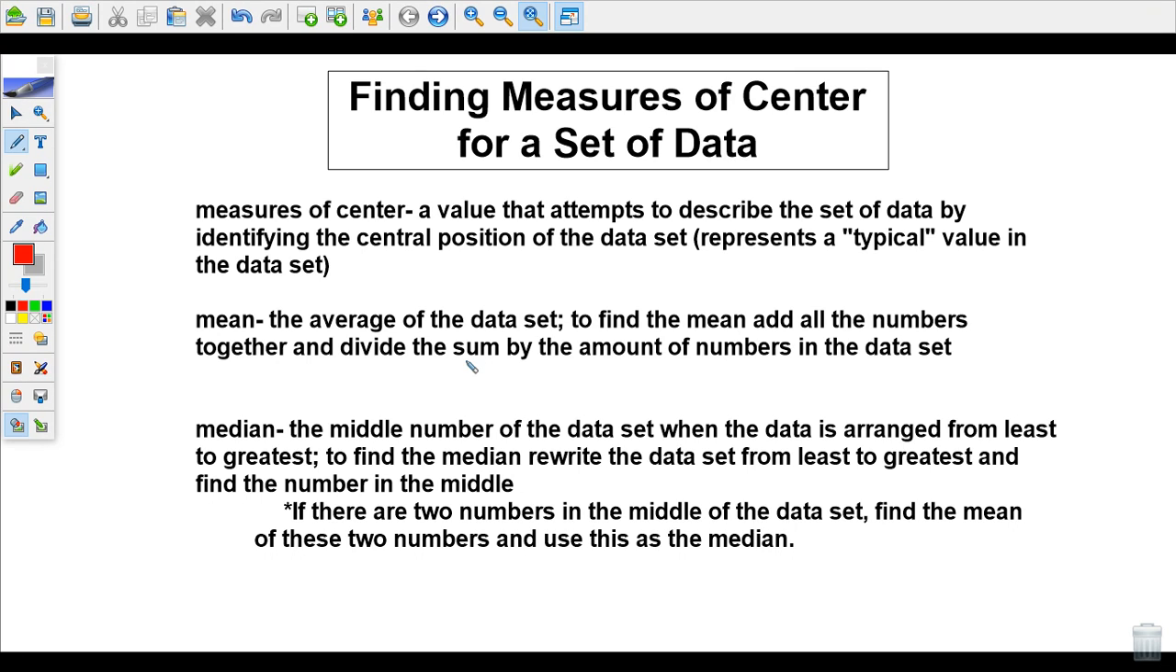Now, sometimes there's not just one number in the middle. If you have an even number of numbers in your data set, there's going to be two in the middle. To find the median of that, you would find the mean of those two numbers. So you would find the average of those two numbers in the middle.